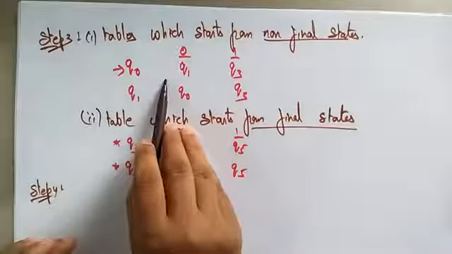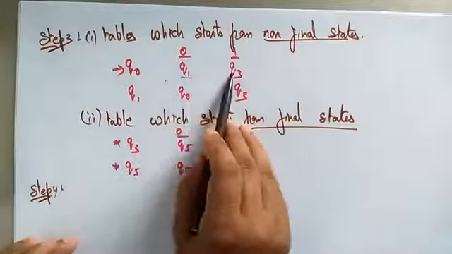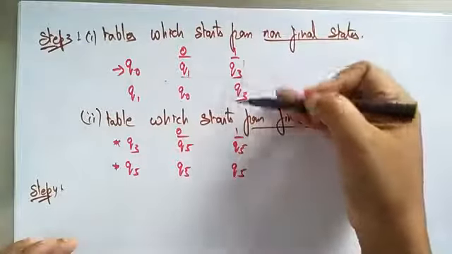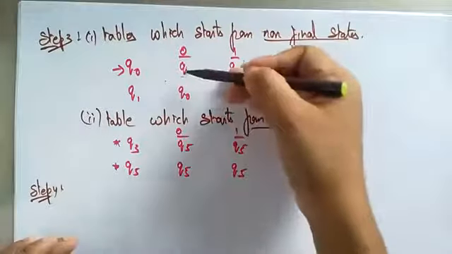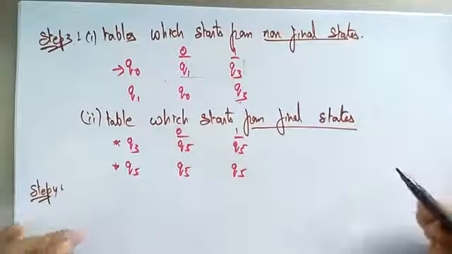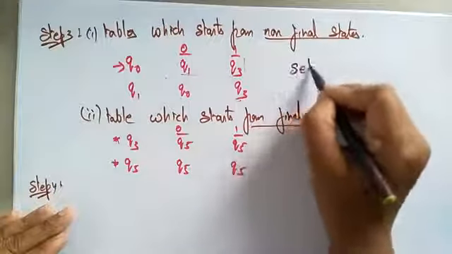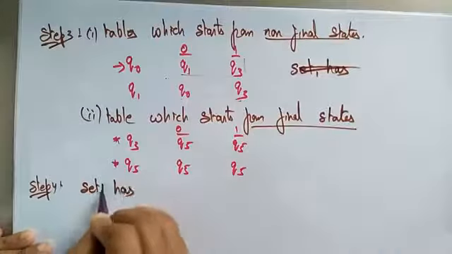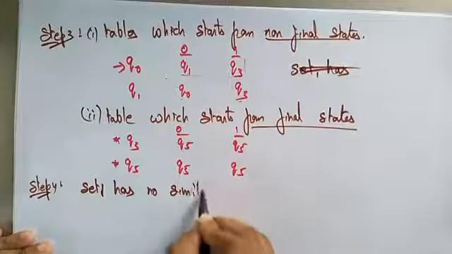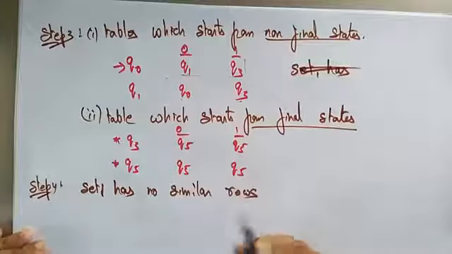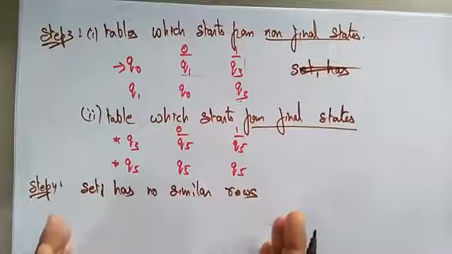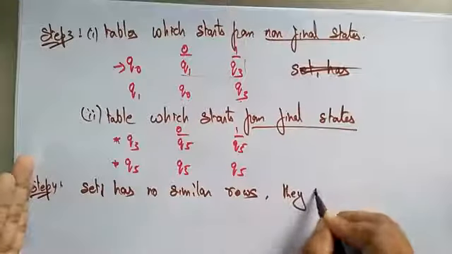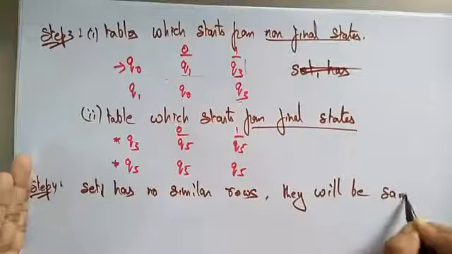In this first table, are there similar rows? Q1, Q3 is not similar. Q0, Q3, not similar. These two rows are not similar because here these two are the same, but these two are not the same. Okay, you can say set 1 has no similar rows, so they will be the same. Don't change anything in this table.